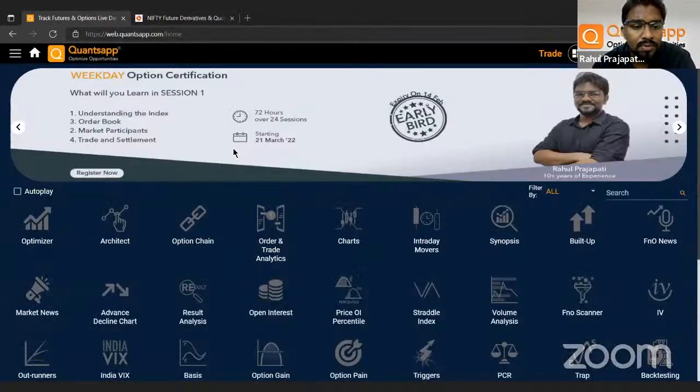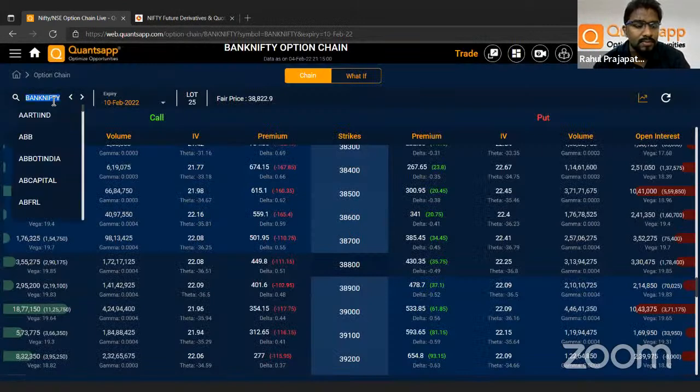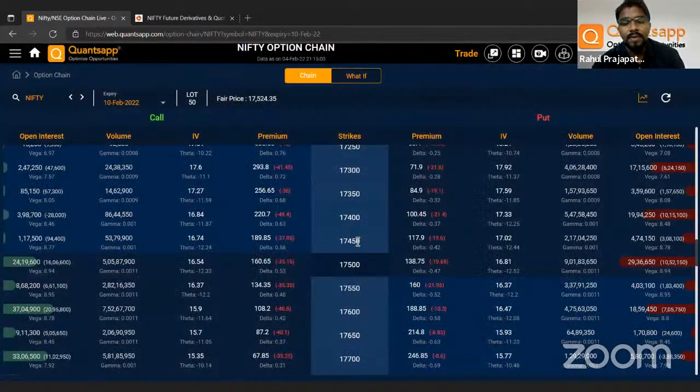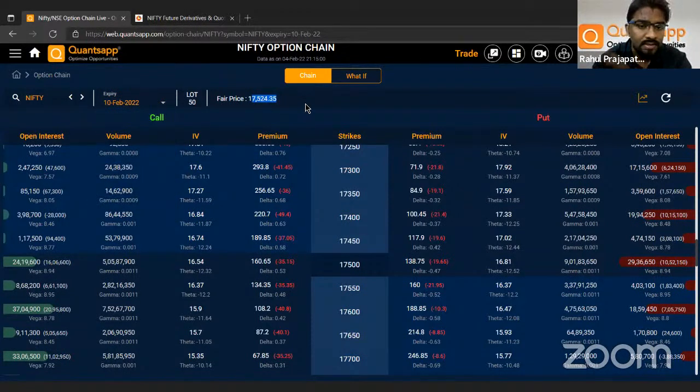Now let's come to our option chain. Now let's come to Nifty. First of all, what we are looking at is Nifty 10th February. This is the price, this is the fair price.